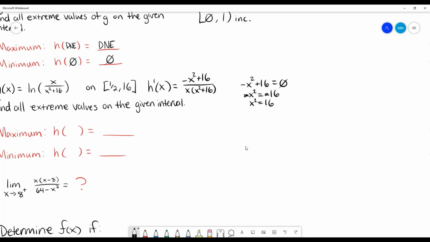x squared equals 16. x equals plus or minus the square root of 16, which means that x equals plus or minus 4. It could be negative 4, it could be positive 4. Looking at our interval, though, only positive 4 is on the interval. Therefore, x only equals 4 on this interval. That's our only critical point that we're going to consider.